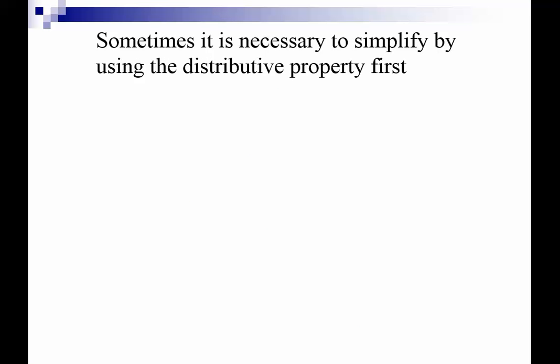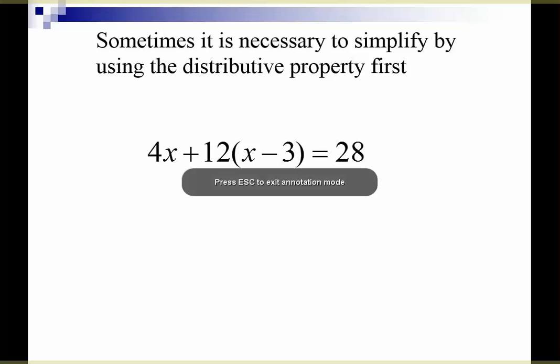Okay, so sometimes we'll have to do combining like terms first. Here's another thing we might have to do before we deal with loners and couples. Distributive property. Sometimes it is necessary to simplify by using the distributive property first. Let's take a look at that. 4x plus 12 times the quantity x minus 3 equals 28. Okay, this is another multi-step equation. And here, if you have something that can be distributed, you want to distribute first.